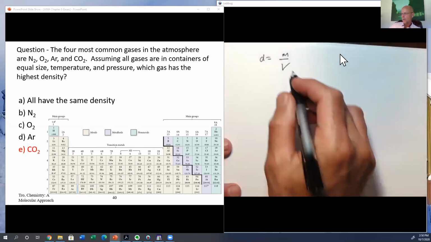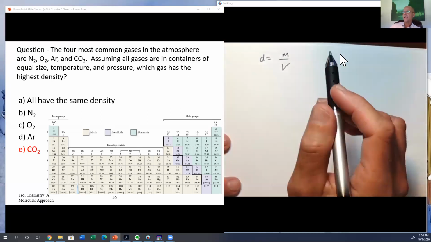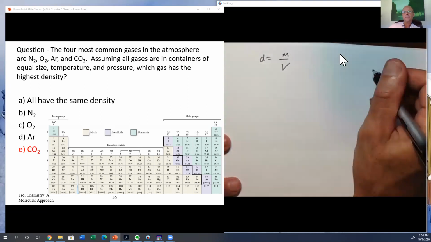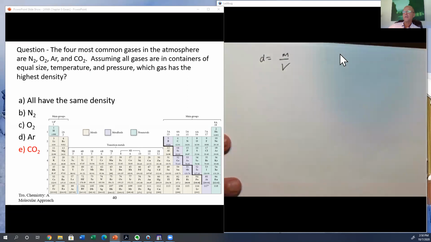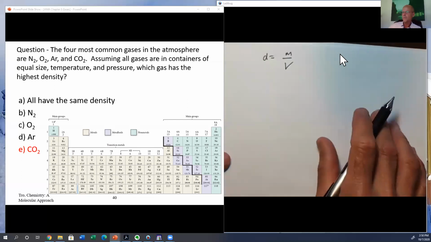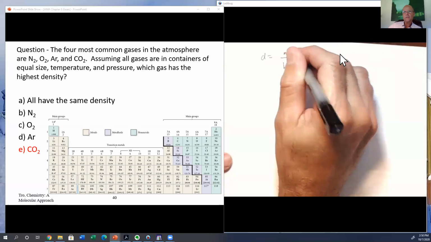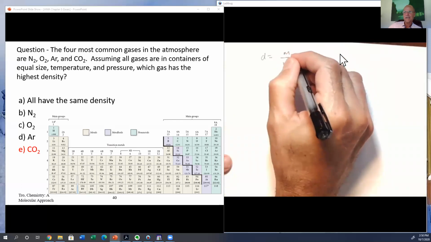It's CO2. Well, notice that they all have the same size, so the volume is the same in all of them. The temperature and the pressure are the same. So if volume, temperature, and pressure are the same, what else is the same, according to the ideal gas law? Same number of moles, right? So the volume and the number of moles are the same for all of them, but is the mass the same for all of them?